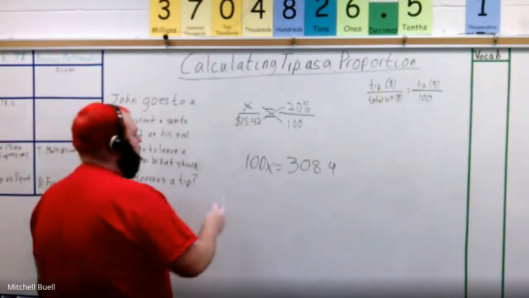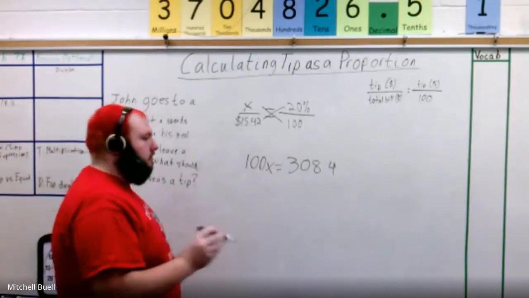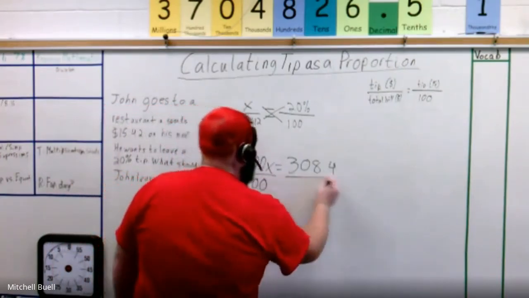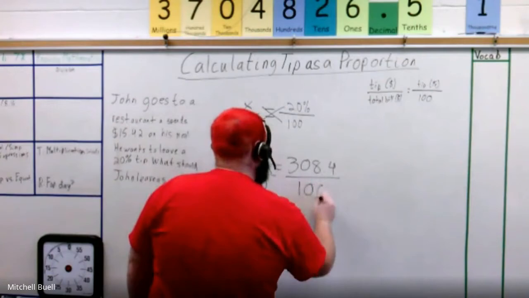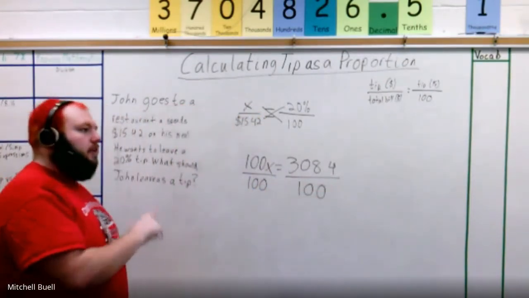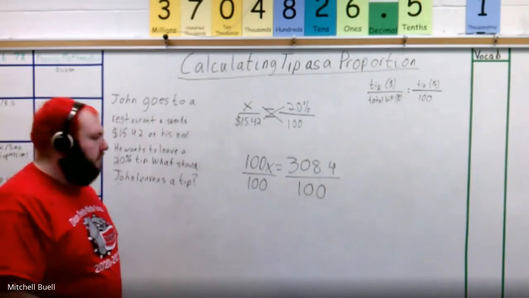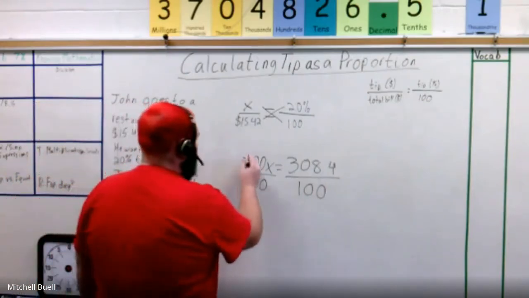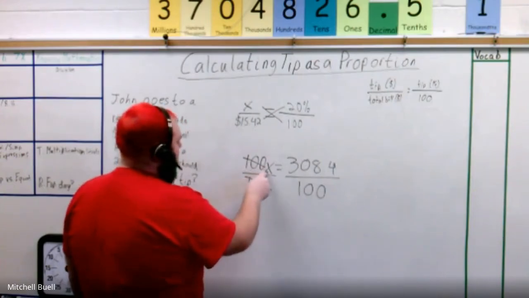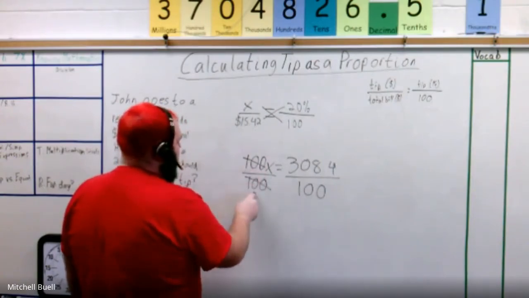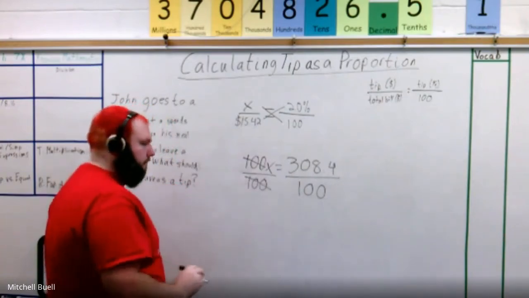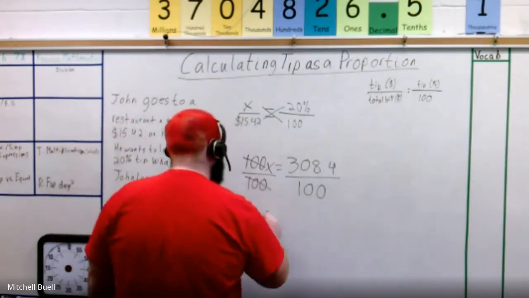So now this is a one-step equation where I want to divide by 100. I want to divide by 100 on both sides for two things. You always have to do whatever you do to one side, you have to do to the other. And you always want to get X by itself. So I have 100 times X here. So I want to divide by 100. So that way I get rid of that 100 on this side. So I'm left with just X.